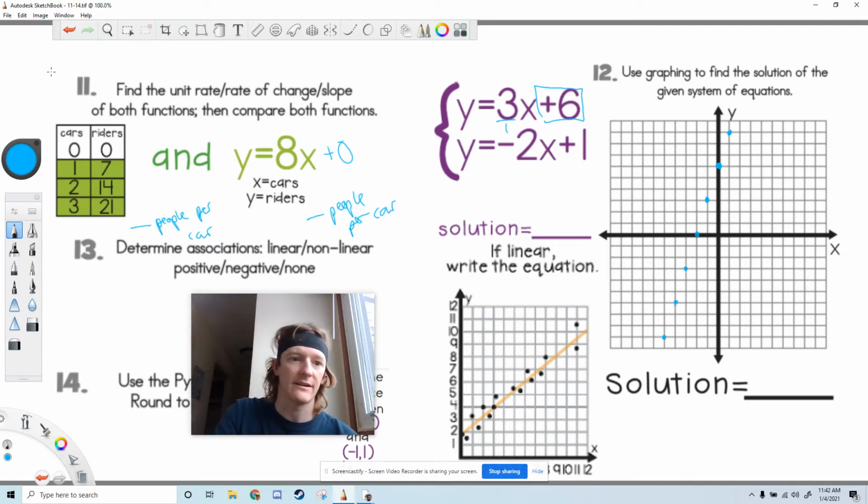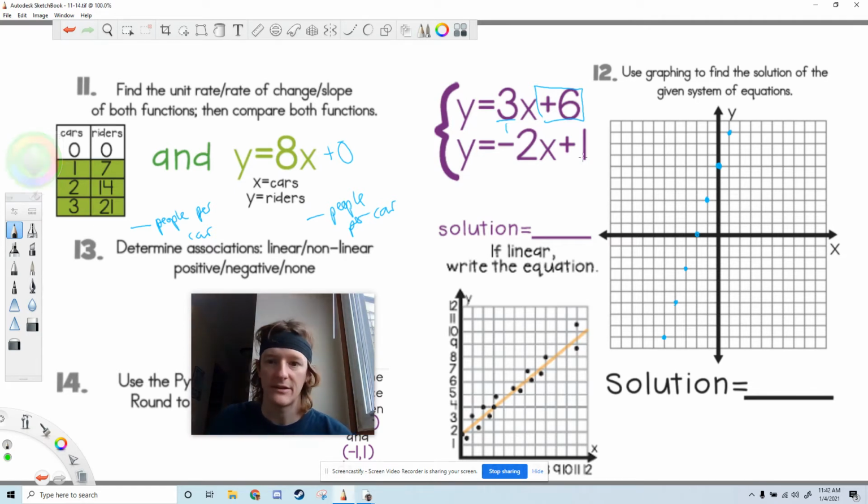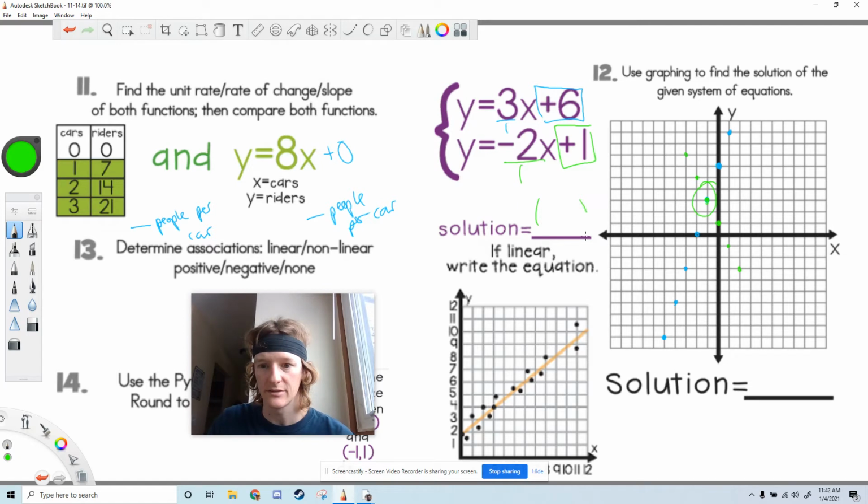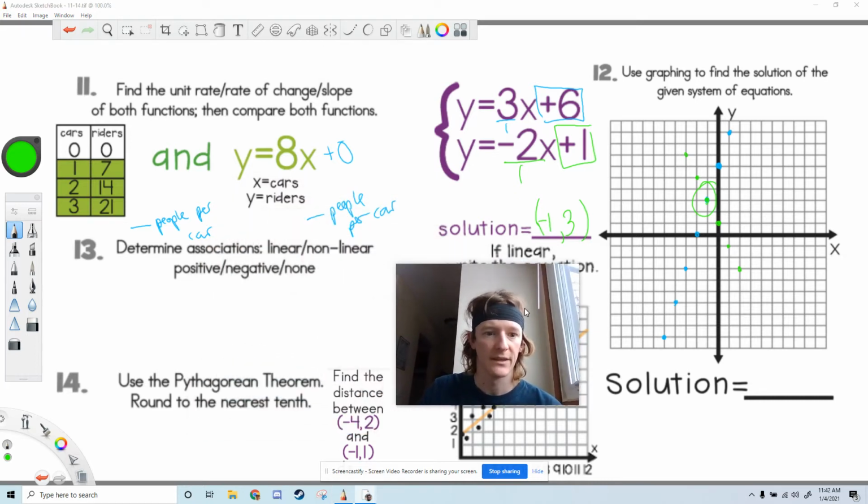And now let's graph. I'll get another color. Let's go with green, and we'll graph the second one. We're starting at 1. And on this one, we're going to go down 2. I know it's down because it's negative. Down 2 over 1. Down 2 over 1. In fact, my solution for this is where they cross, so I'm not going to keep going down there. I'm going to go up 2 and left 1. And there's my answer, because that's where our 2 lines cross. So our solution is negative 1, 3.